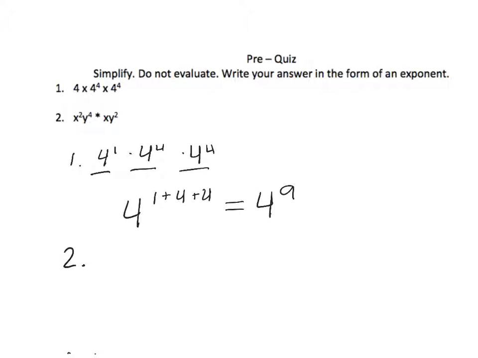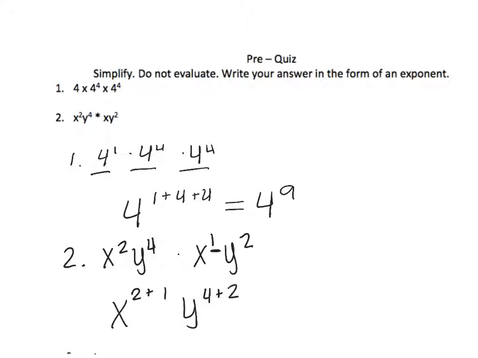Problem 2 is the product rule as well. I put that imaginary 1 in there to remind it. So our x's, we add those exponents, and then our y's, we add the exponents as well. This simplified down in exponent form becomes x to the 3rd power, y to the 6th power.